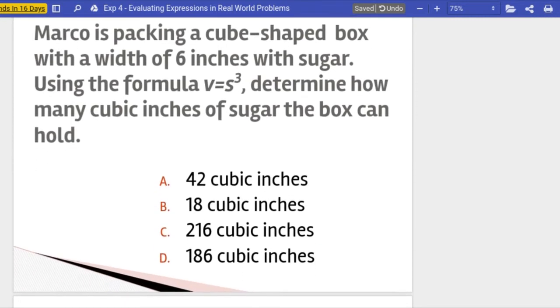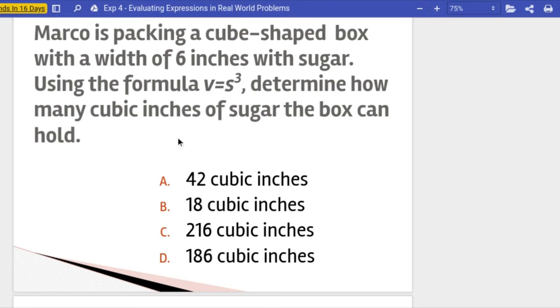All right, we're going to use a little bit different formula on this one. Now we're going to be looking at volume, which is how much will fit inside of something. So Marco is packing a cube-shaped box with a width of 6 inches. He's packing it with sugar. Using the formula volume equals the side cubed, determine how many cubic inches of sugar the box can hold. So volume is length times width times height, and since it's a cube, the length, width, and height, they're all exactly the same. So that's why we can do S cubed.